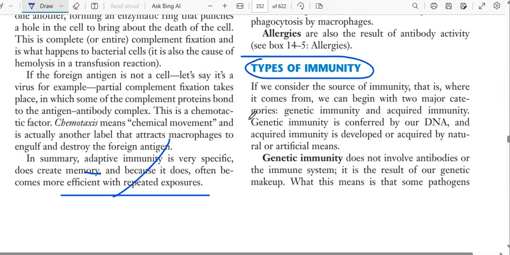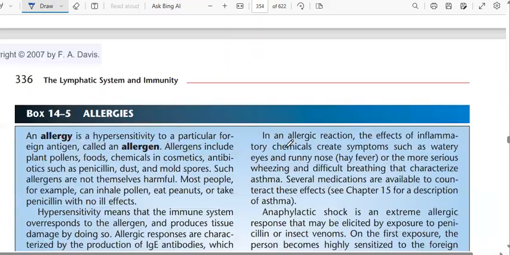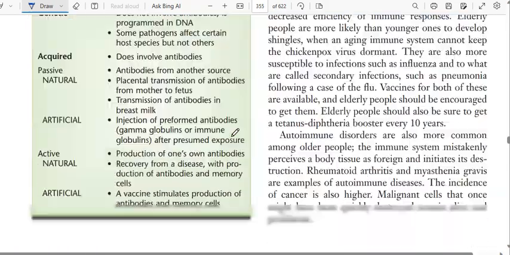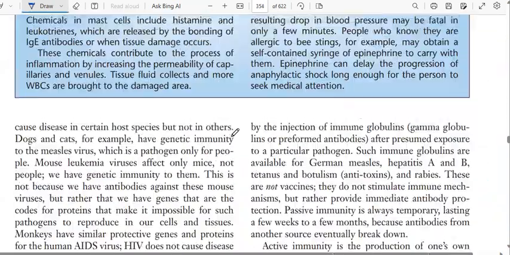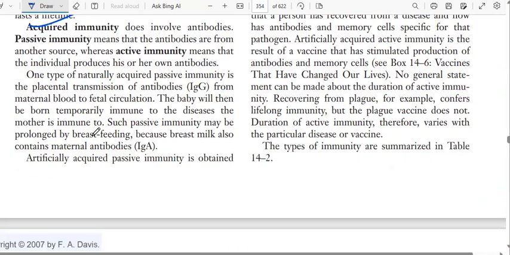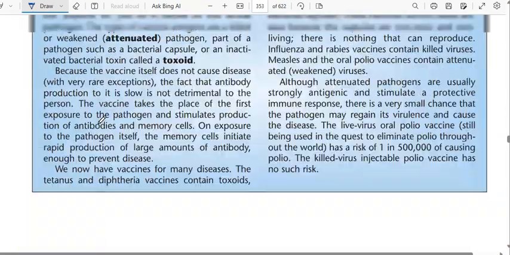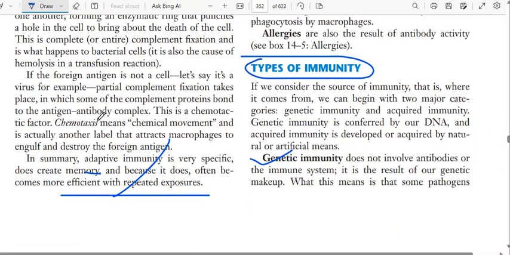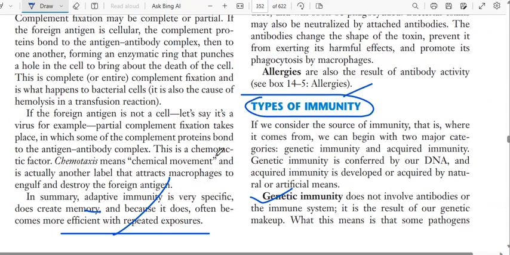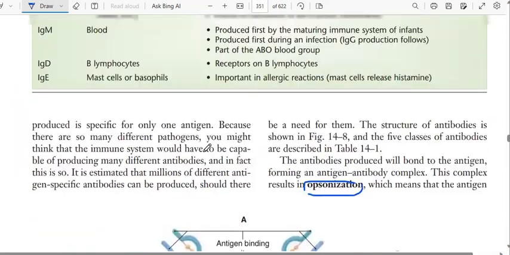We have different types of immunity, like genetic immunity, which comes from fathers and ancestors, and acquired immunity. First is genetic immunity, second is acquired immunity. Acquired immunity develops gradually after birth, but genetic immunity comes from the father, grandfather, parents, fathers or mothers. We will discuss this in the coming class. I think you understood adaptive immunity very easily.